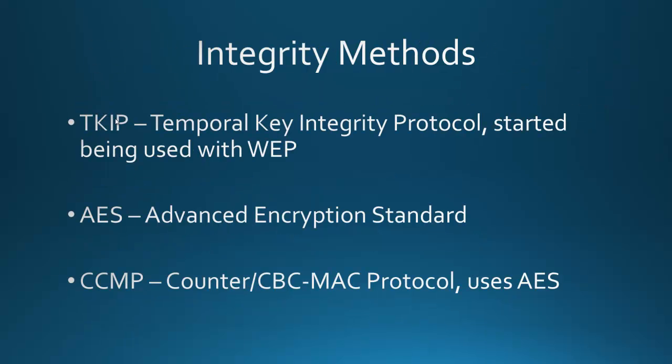But there are also integrity methods. Has something been changed? Has something been viewed? That kind of stuff. The first one is TKIP, the Temporal Key Integrity Protocol, and that started being used with WEP. So anything that started being used with or is associated with WEP is weak. The stronger one is AES, the Advanced Encryption Standard. Most of your wireless access points or wireless LAN controllers will support TKIP or AES. So nine times out of ten you want to use AES.